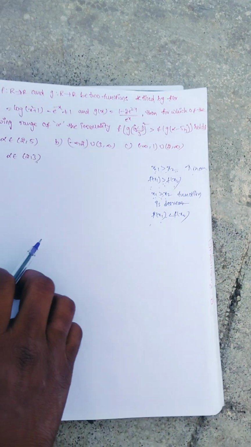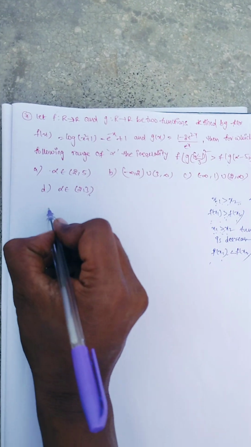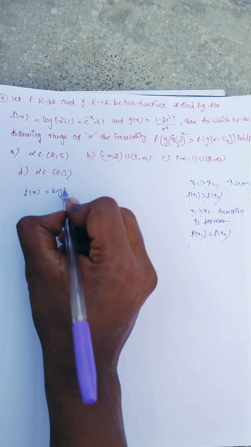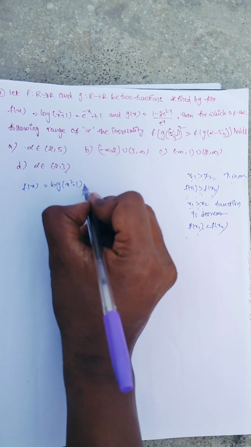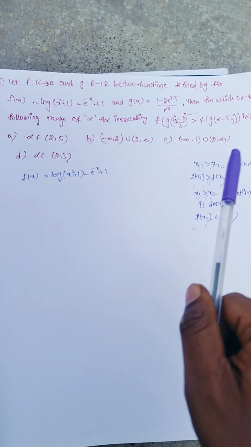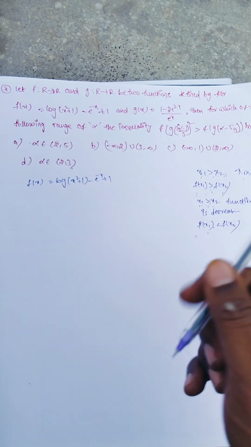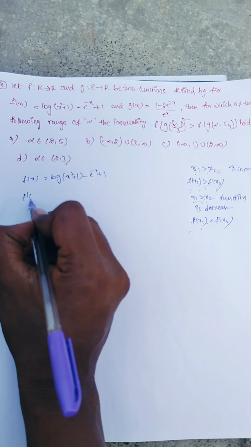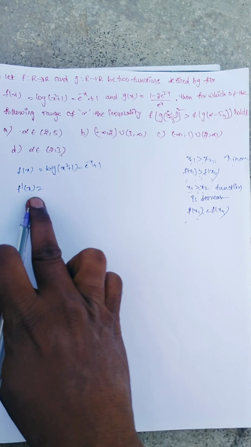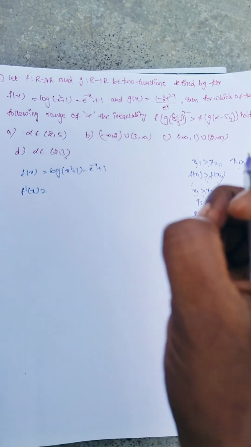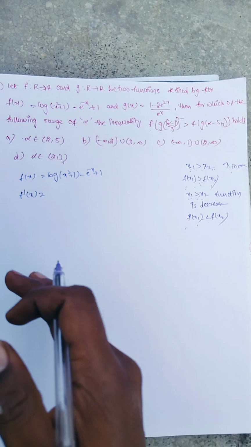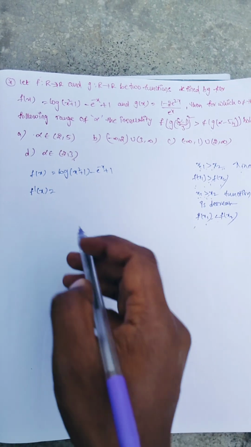Now, what is the given condition? f of x is the one function: log of x square plus 1 minus e power minus x plus 1. How to find whether the function is increasing or decreasing? Take the first derivative. Okay, f dash of x, the derivative of the function. If f dash of x is greater than 0, the function is increasing. If f dash of x is less than 0, the function is decreasing.